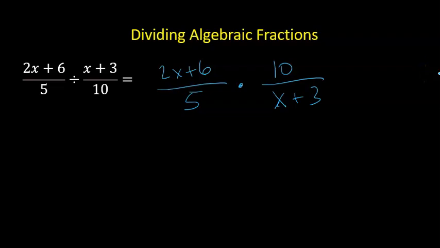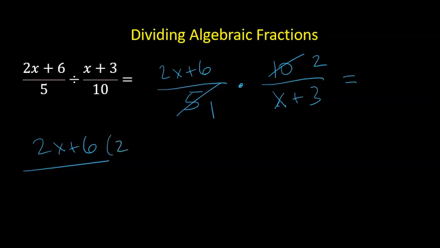Here's the thing, I can't remove stuff like with here and here because I can only do that with multiplication. I can do that with this. I could do that with here. That gives me a 1 and that gives me a 2. So then I have 2x plus 6 times 2, and then I have x plus 3. Actually, that gets us in some trouble. Let's not do that.